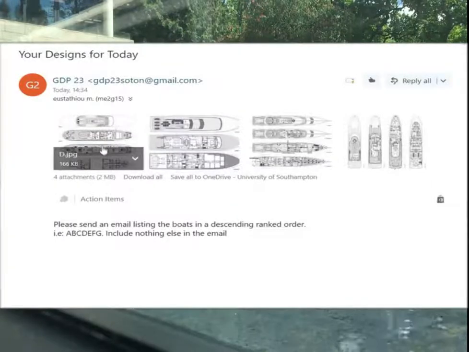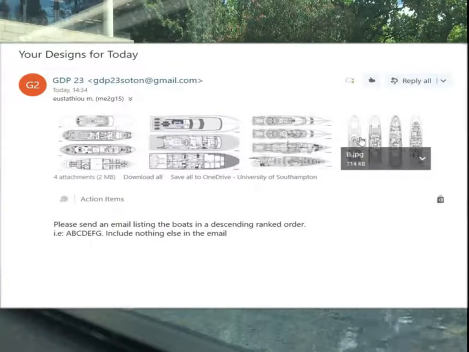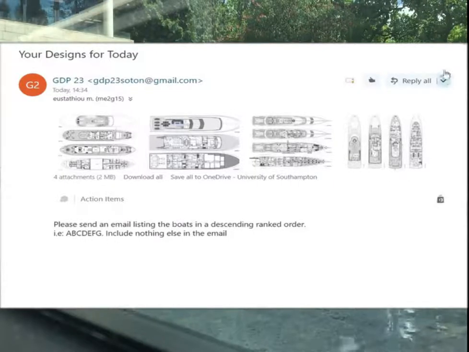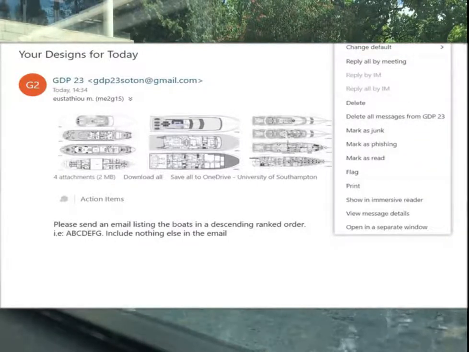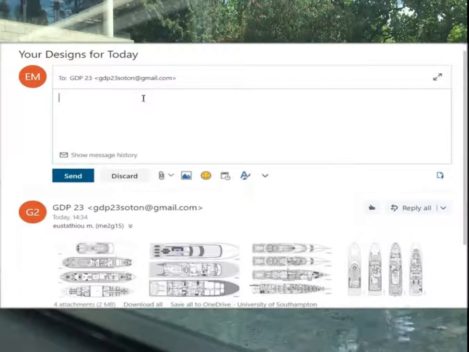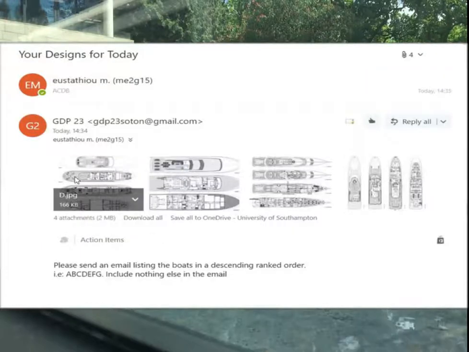The customer is notified via email daily of the designs that are produced. The customer then rates his preferred designs by replying to the email, which are then re-input into the optimization process. This way, eventually the customer will obtain his desired yacht design.